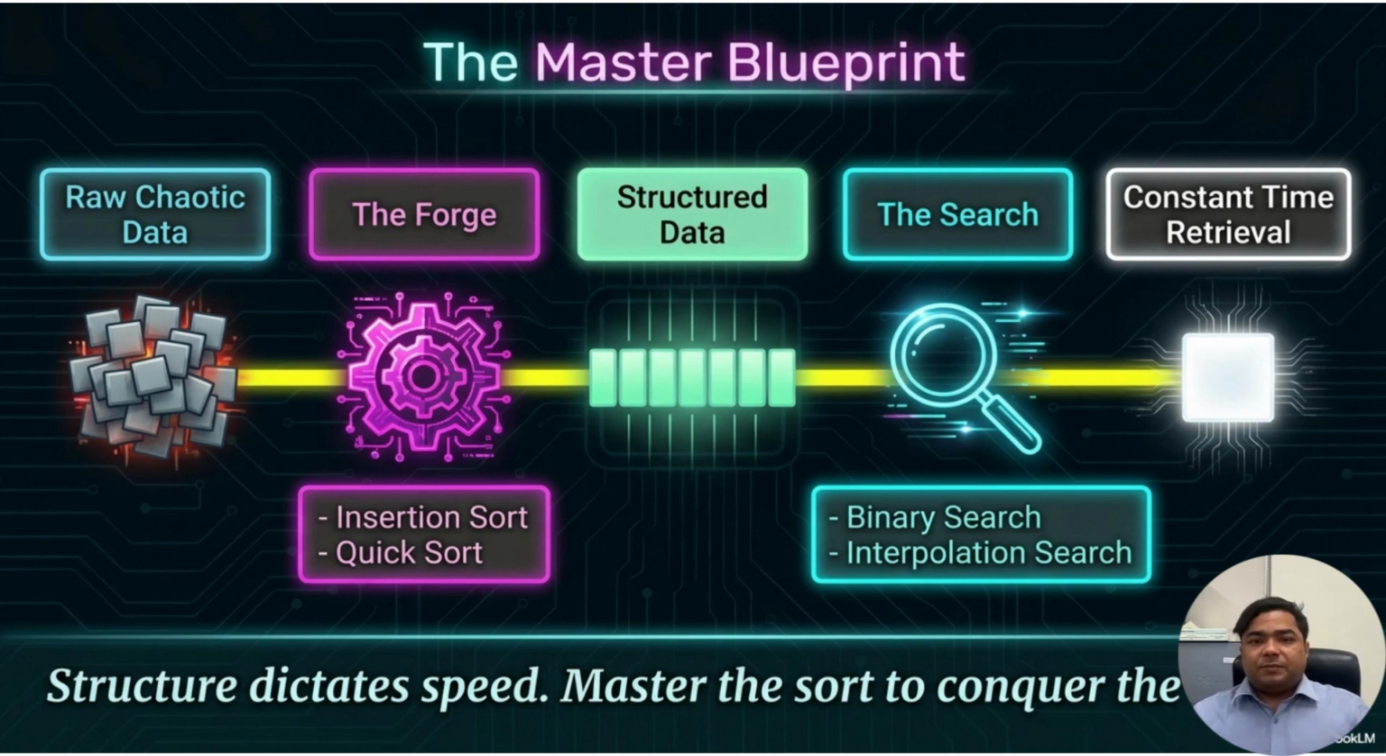After sorting, the data becomes structured data. This means the data is now arranged in a meaningful order. Once the data is structured, searching becomes much easier. We can now use faster search algorithms such as binary search and interpolation search. Finally, the goal is fast retrieval. In real world systems, we always want to retrieve information as quickly as possible.